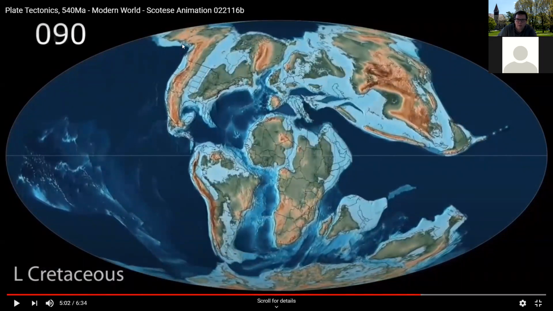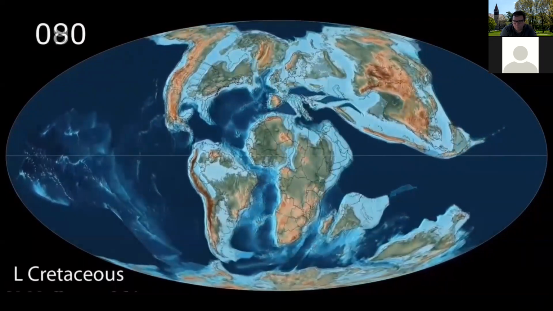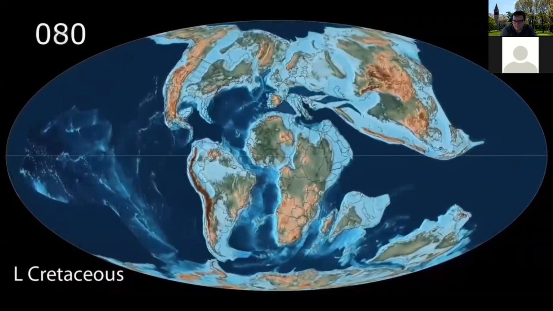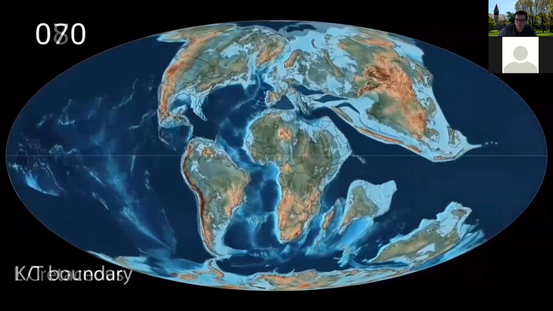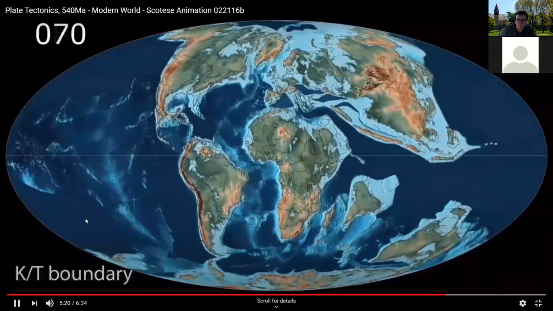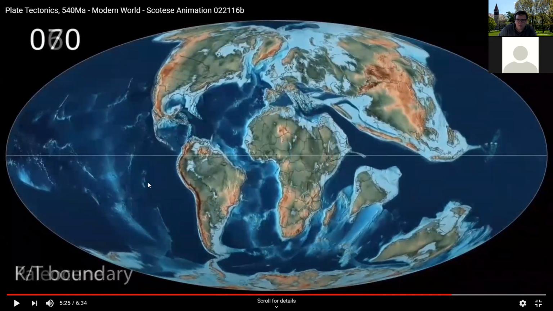At this point in time, you notice Alaska's docked. There's still no Hawaii, and we're right in the middle of the peak of the dinosaurs now. At this point, if you're a dinosaur lover, you're out of luck. The dinosaurs have now been wiped out. And you'll notice you're starting to see the trace of Hawaii right here.